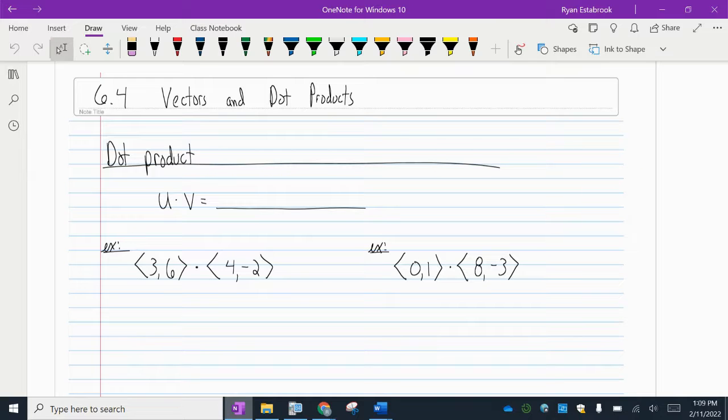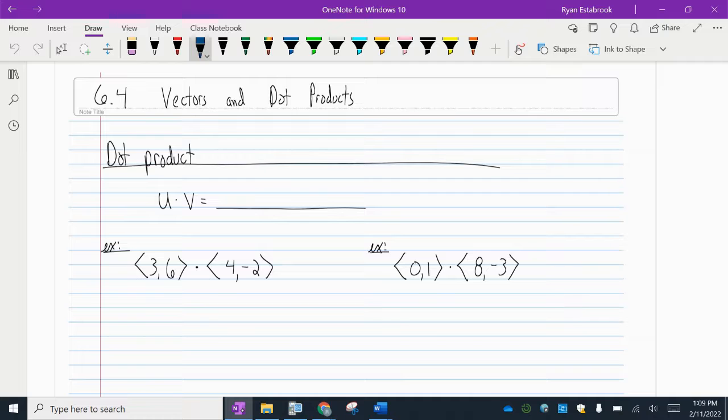6.4, vectors and dot products. Dot products are the way that we multiply one vector times another vector. And I'm going to leave this blank up here for a second. So it's the way that we multiply a vector times another vector. How do we do something like u dot v? Like, what is the process of what it looks like?